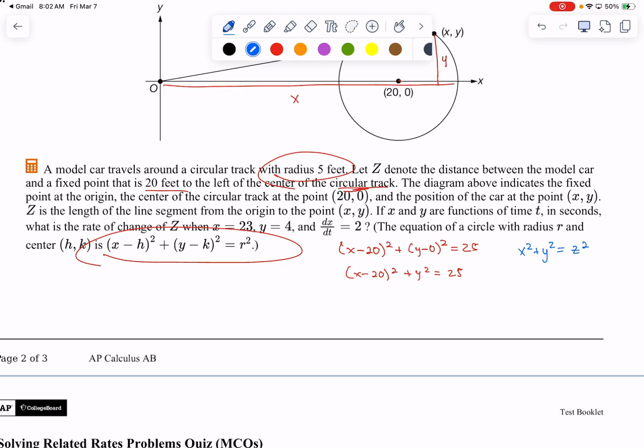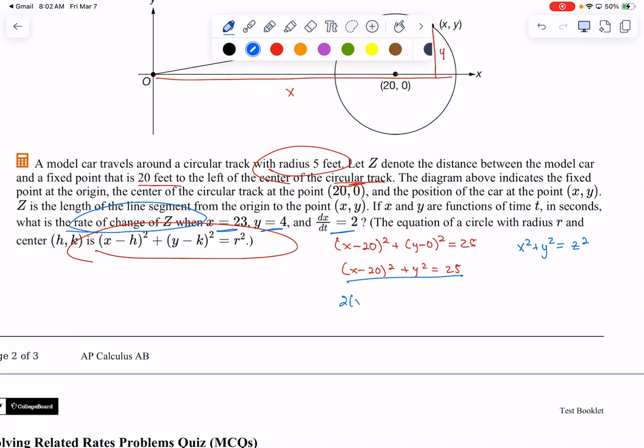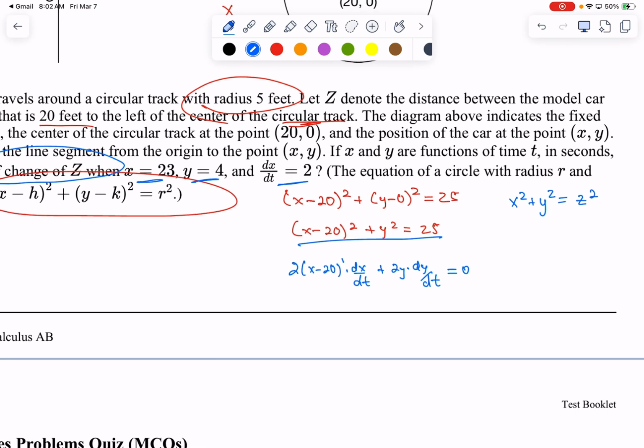Let x and y be functions of time. We want to find the rate of change of z when x is equal to 23, y is equal to 4, and dx/dt is equal to 2. You're probably going to have to find dy/dt, so it's inevitable. You're going to have to take the derivative of that first to find your dy/dt. So you're going to have 2 times (x minus 20) to the first power times dx/dt plus 2y times dy/dt is equal to 0, and I can use that to find my dy/dt.